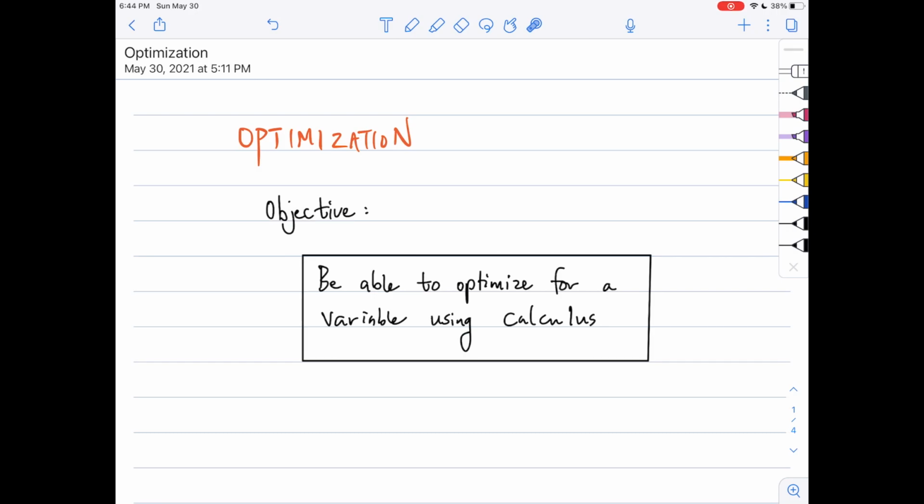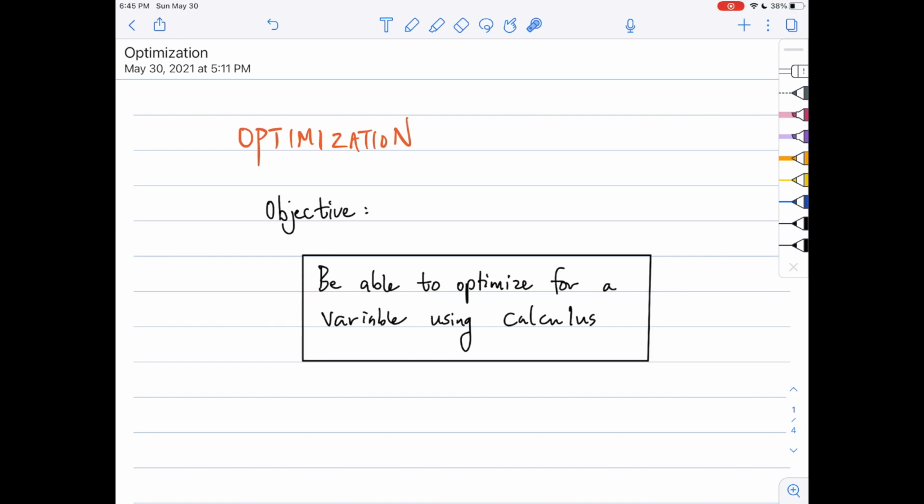Welcome everybody. So today what we're going to be doing is talking about optimization. And the goal today is to be able to optimize for a variable using what we know so far with calculus. I'm going to warn you that this topic is difficult.